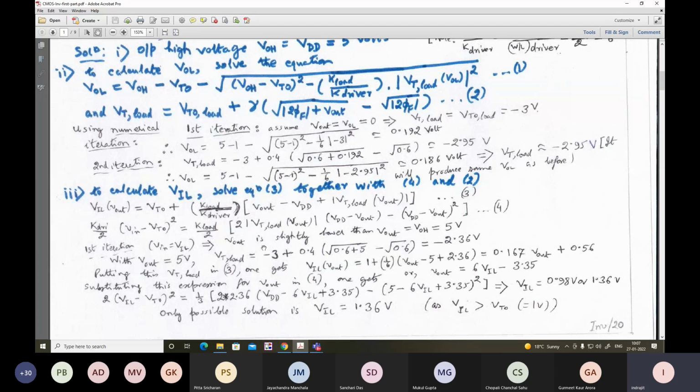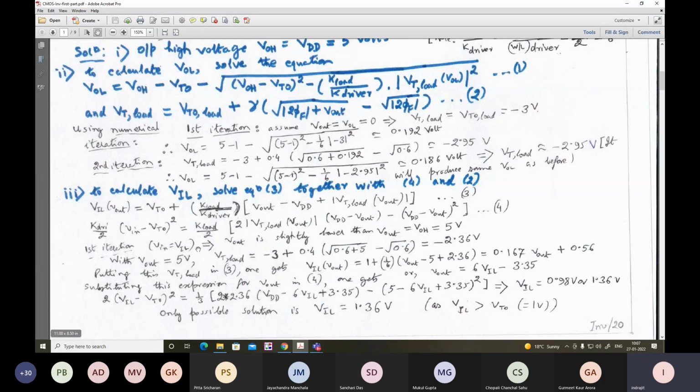Yeah, first iteration is what? Vout is slightly lower than VOH. If you recall the voltage transfer characteristic at VIL, the enhancement mode driver transistor has just started to conduct. So output voltage is not much below the VOH. As a first iteration, we can assume it to be 5 volt.